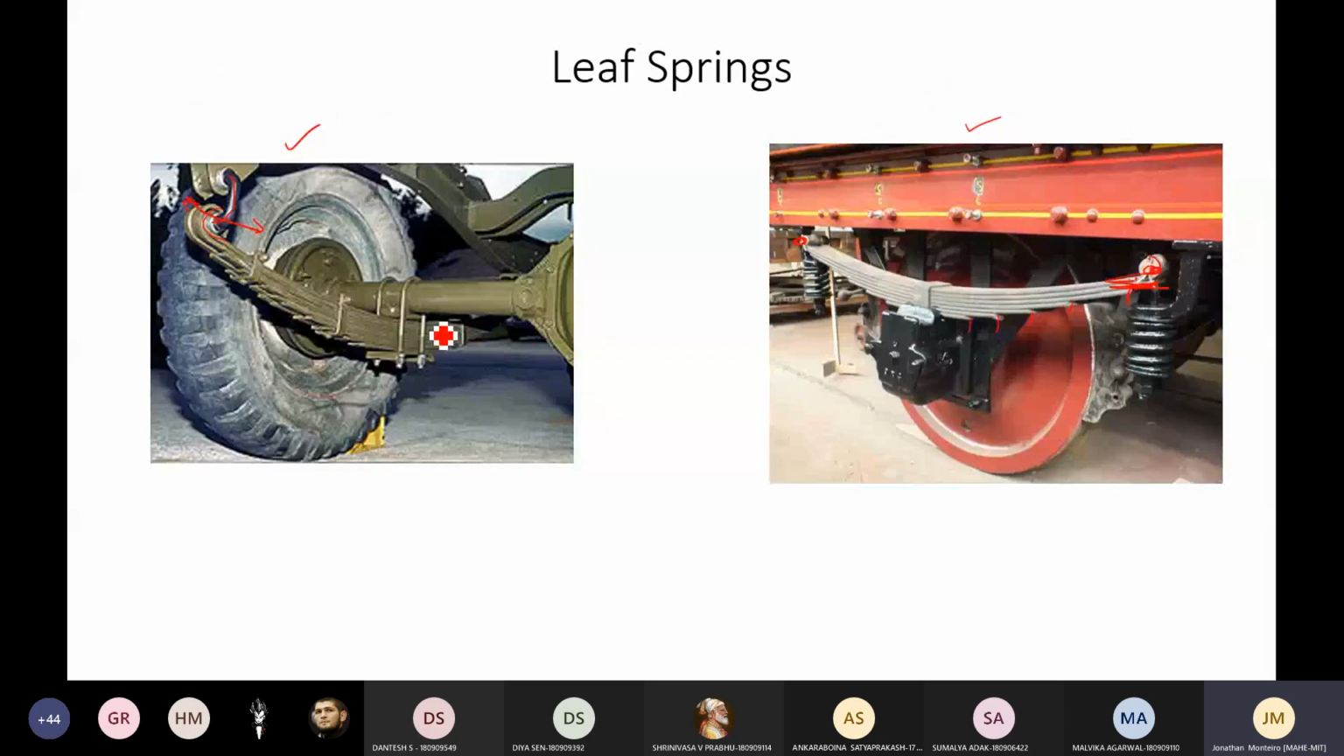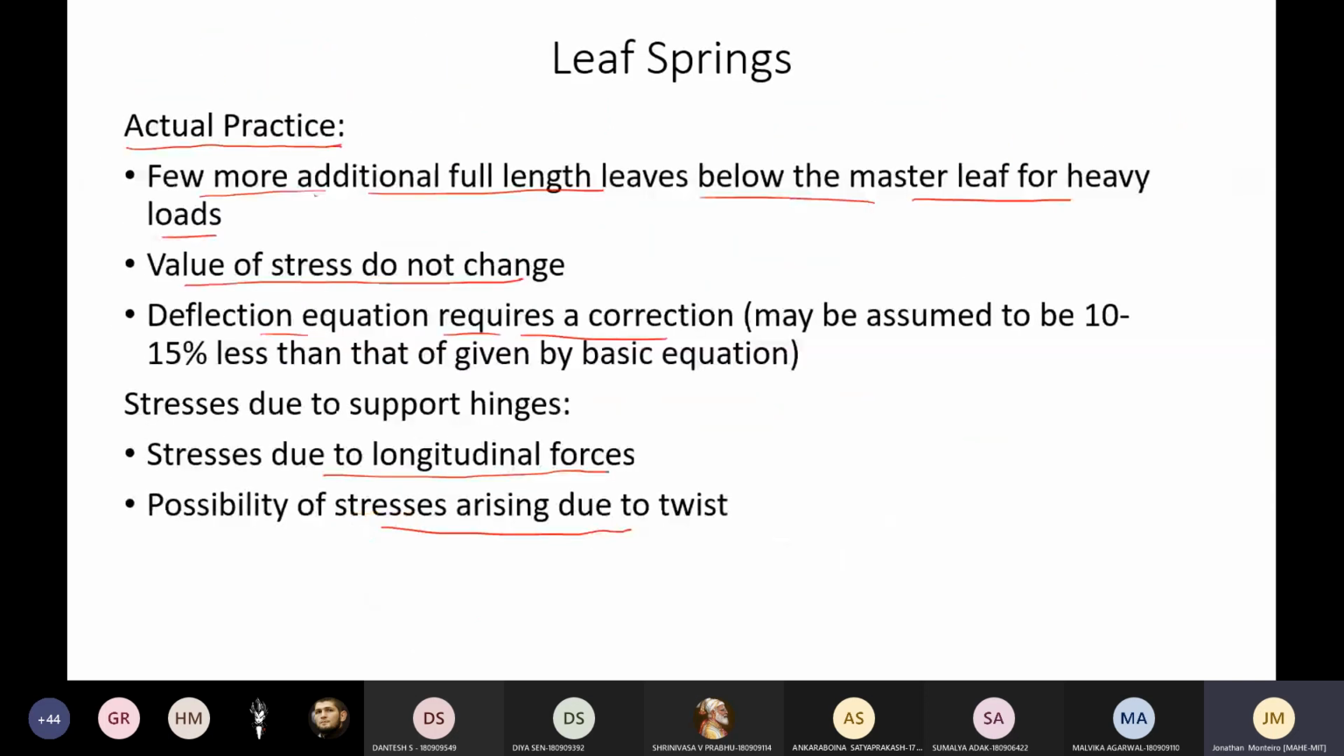So what happens is this has to be loosely fit here. You cannot tightly fit it here, and due to that, when there is suspension action, it may be subjected to a little bit of torque. So twisting action might also be there. Because of that, this plate or these leaves will try to flex. So there is some possibility of stresses arising due to the twist.